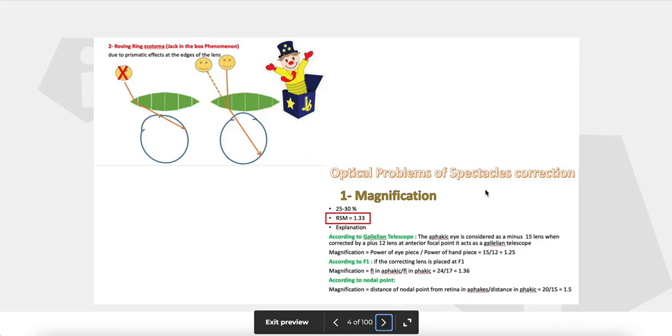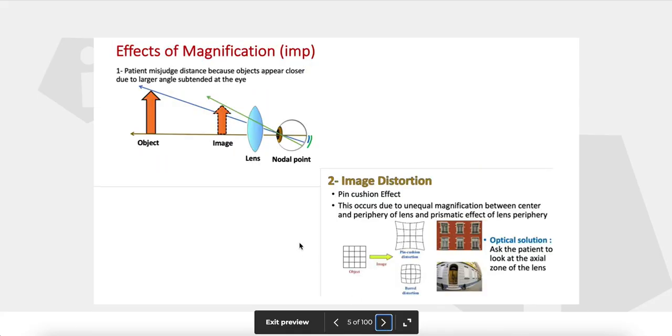Among the optical problems with spectacle correction, one of them is the magnification, as the relative spectacle magnification is 1.3. This is one of the problematic effects of the spectacles, but sometimes it can show an advantage when the patient is looking at near targets, because they appear larger and closer than they really are, as if the patient is looking through a magnifying loupe or magnifying lens. It will produce a smaller image than the object, but since it is closer to the eye, it will stimulate a larger number of photoreceptors, causing a larger image.